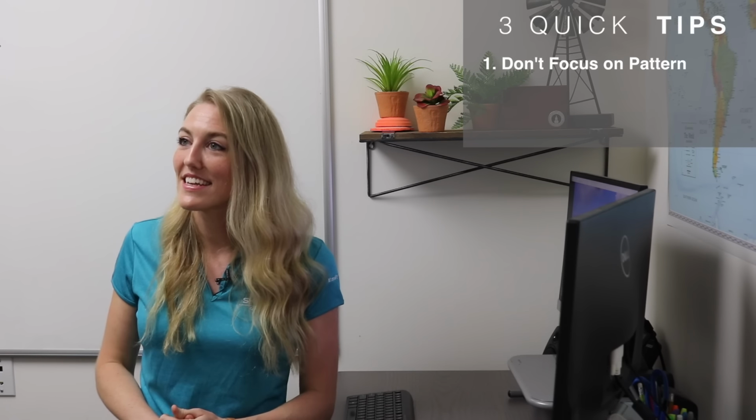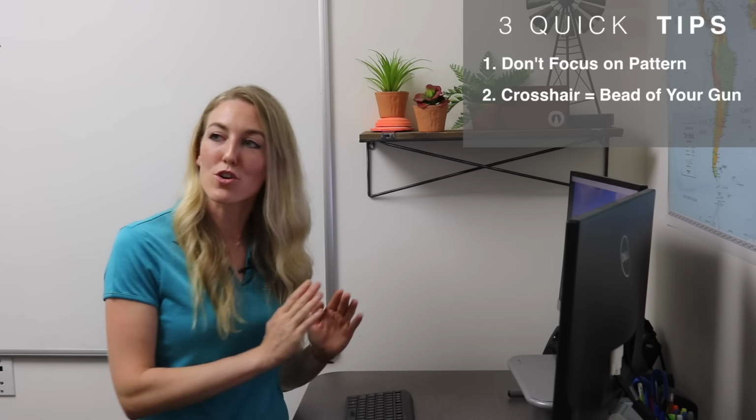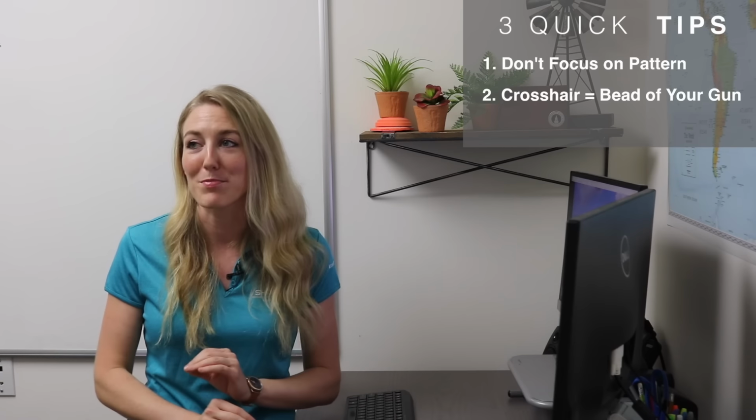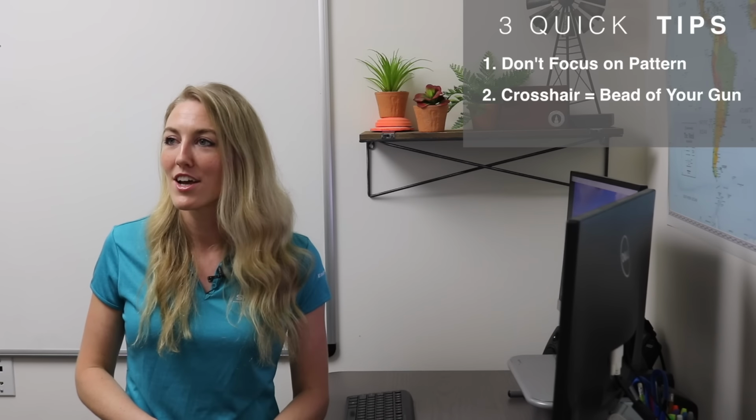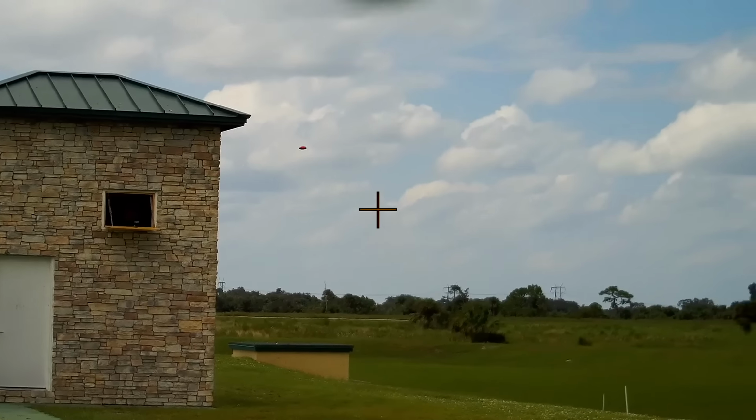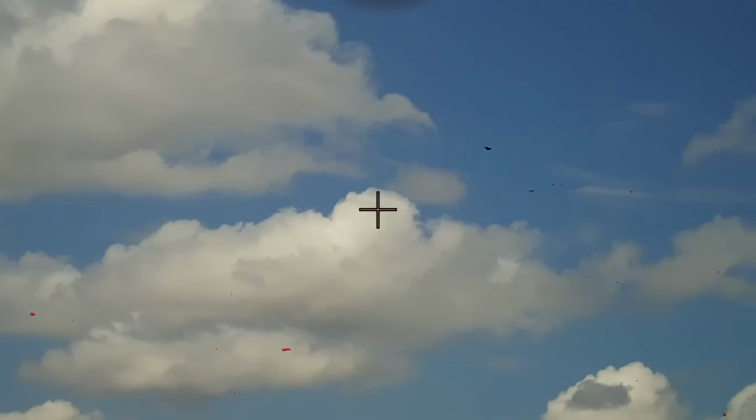The second is remember that the video crosshair always represents the beat of your gun. So after you take a shot, the crosshair rises with the recoil and doesn't follow the pellets. Sometimes we get asked questions about it tracking the pellets, but wherever the crosshair was before the shot was taken, that's where your shot is going.